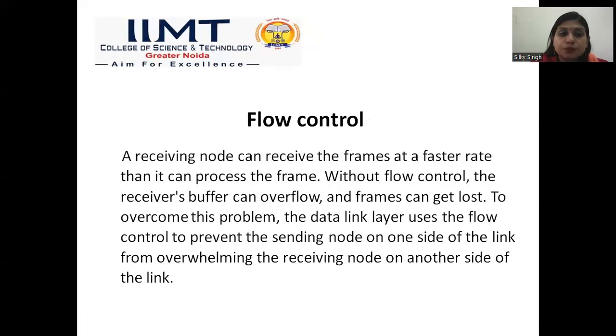Now flow control. In flow control, a receiving node can receive frames at a faster rate than it can process them. Without flow control, the receiver buffer can overflow and frames get lost. To overcome this problem, the data link layer uses flow control to prevent the sending node on one side of the link from overwhelming the receiving node on the other side of the link.